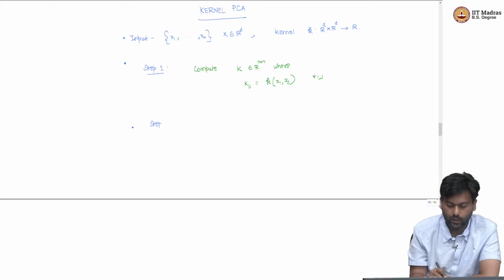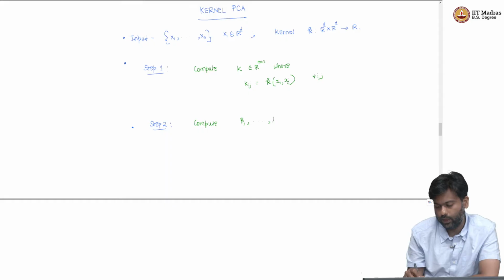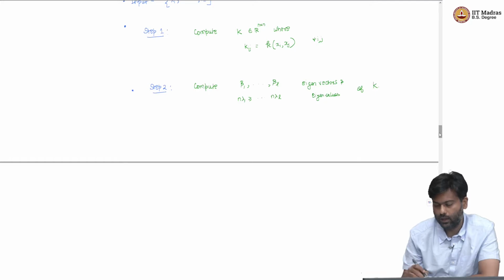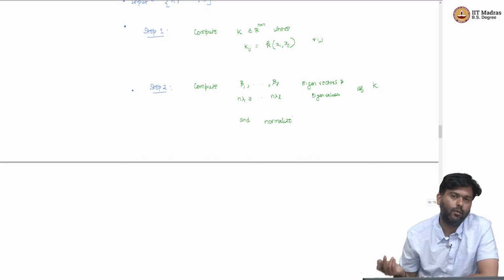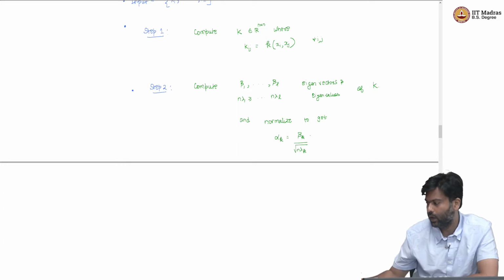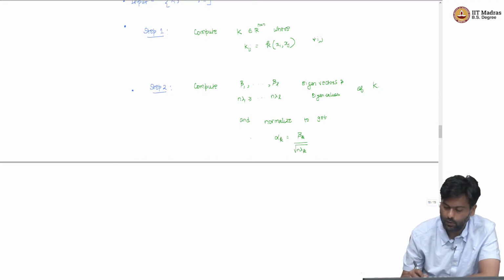Once we compute the kernel matrix, what is the next step? We compute the eigenvectors and eigenvalues of this kernel matrix. Let us call them beta 1 to beta L, and n lambda 1 to n lambda L, as eigenvectors and eigenvalues of K. Once you have that, you also need to normalize, because we saw last time that the length of alphas is not the same as 1, which is the length of beta. You normalize to get alpha k is beta k divided by square root of n lambda k. So, you have got an alpha k for all k.